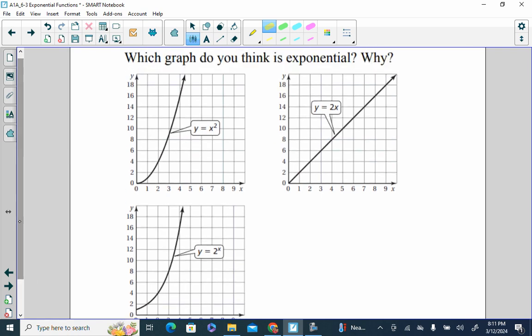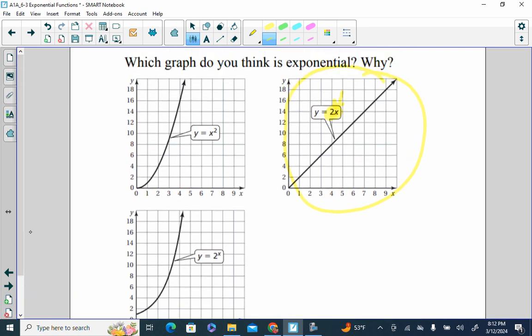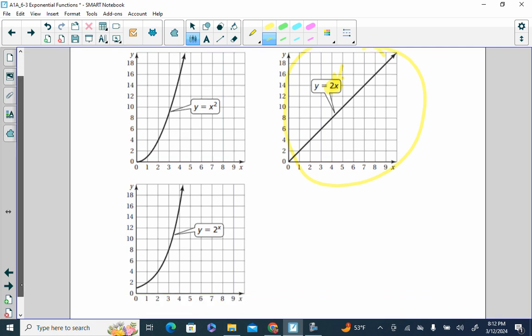Well, if you take a look at them, we know that this graph here is linear. Notice the equation: y is equal to 2x. The largest value of the exponent of the variable here is 1. That's 2 times x to the first power. Here we have y is equal to x squared. And then here, this next one, we have y is equal to 2 times x.